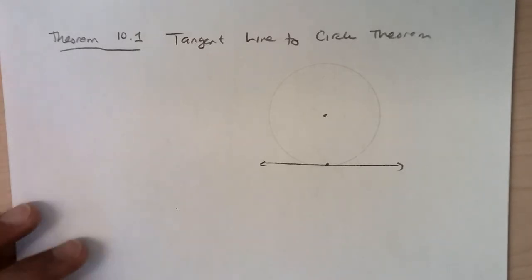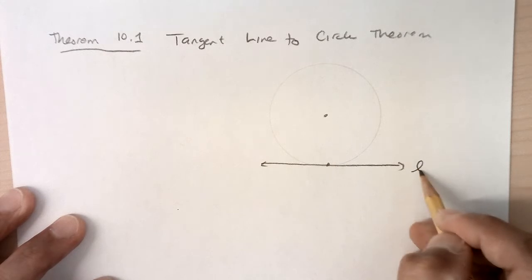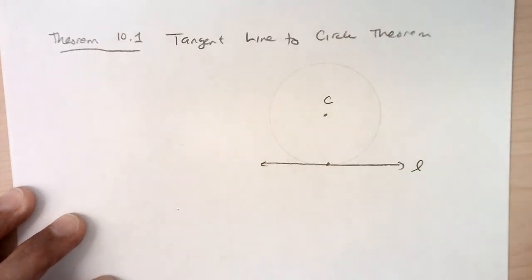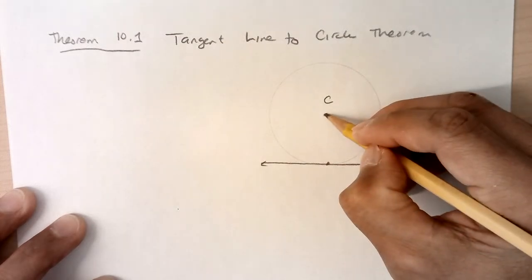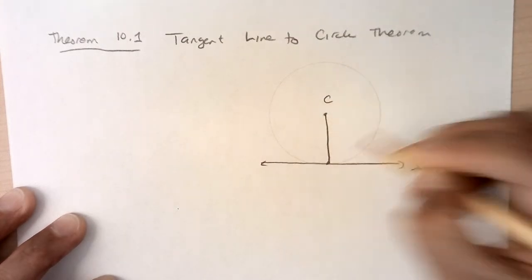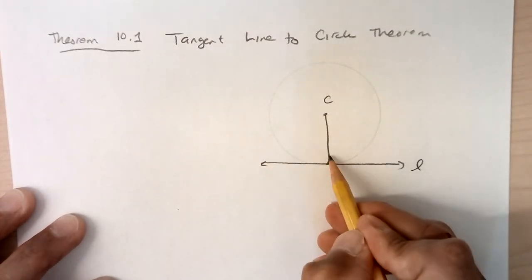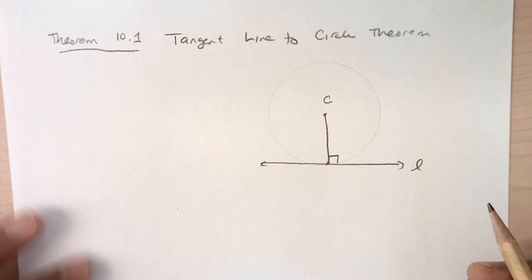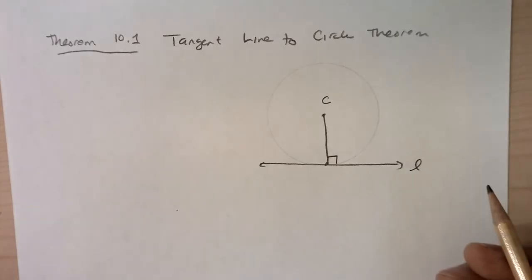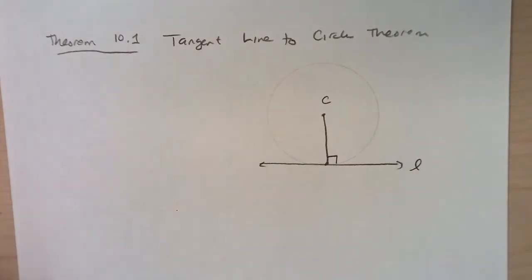So the tangent line to a circle theorem, let's say line L is tangent to circle C. Not only does line L intersect circle C in only one point, but if I draw a radius to the point of tangency, then that radius is perpendicular to that tangent line. That's the tangent line to a circle theorem.